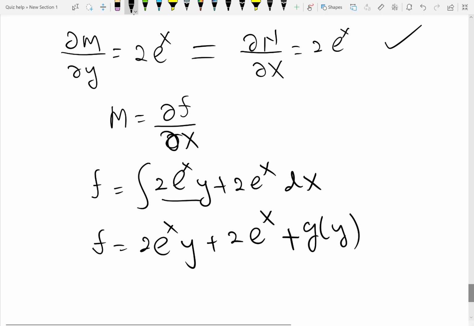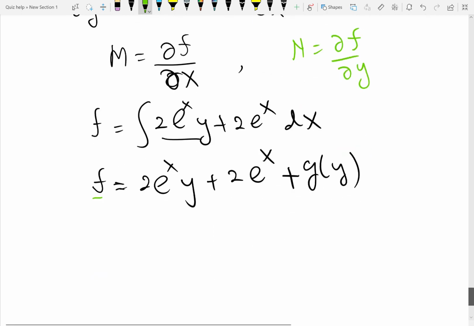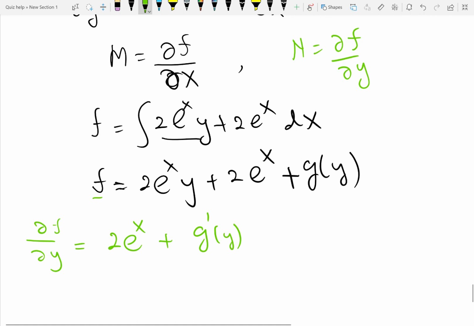Now we know f, but only half of f because we don't know what g is. We know N is the partial derivative of f with respect to y. So let's differentiate f with respect to y and see what we get. If you differentiate f with respect to y partially, this will be 2 times e to the x, because the derivative of y is 1. For 2 times e to the x, the derivative is 0 because there's no y term, x is a constant. If you differentiate g with respect to y, it's g prime of y. G is only a function of y, so it's really not a partial derivative, it's the ordinary derivative.